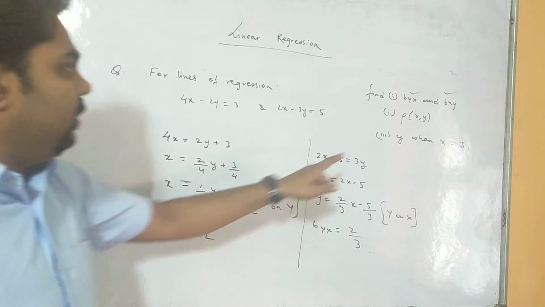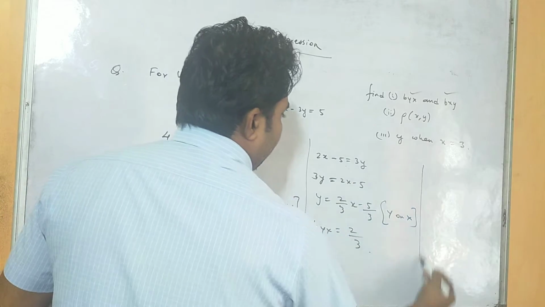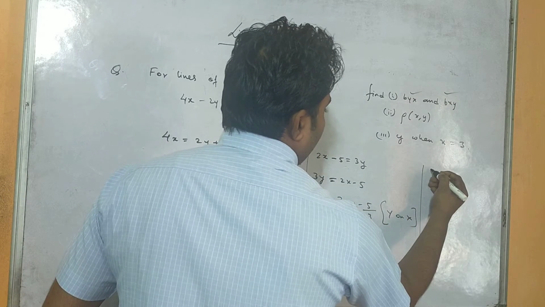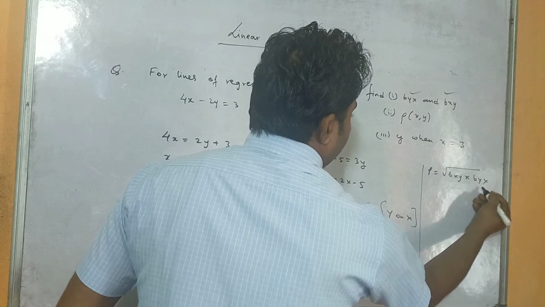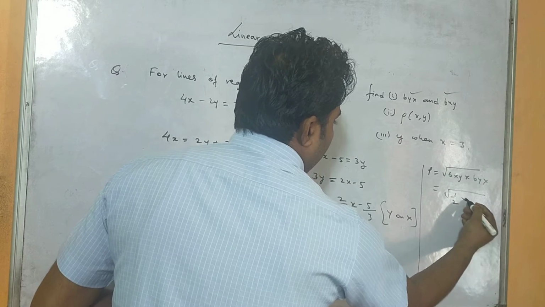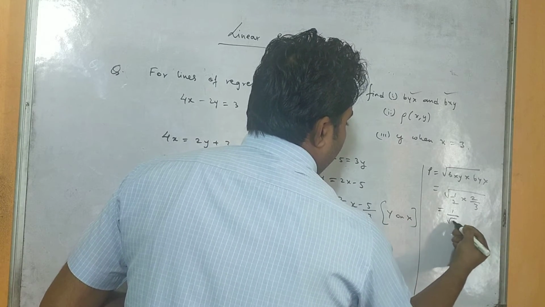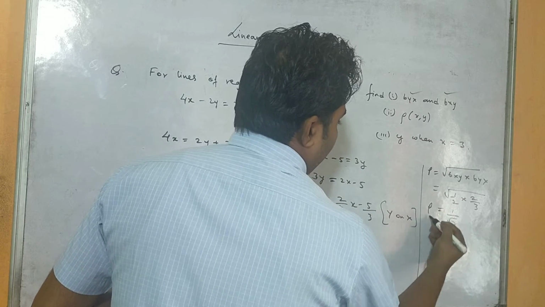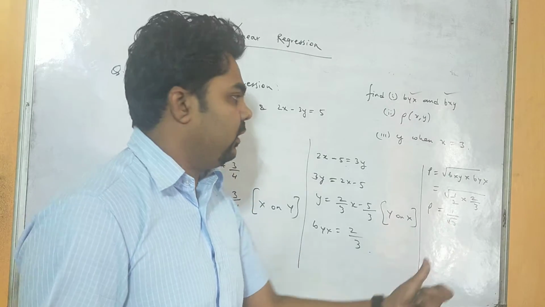Now we need to find rho xy, that is, small r. Okay, r and rho mean the same here. So what is rho here? Rho equals root under bxy into byx. So bxy is our half and byx is 2 by 3. So 2 and 2 get cancelled, 1 by root 3. So this is our answer. You can find it in decimal also, or keep your answer up to here, right?